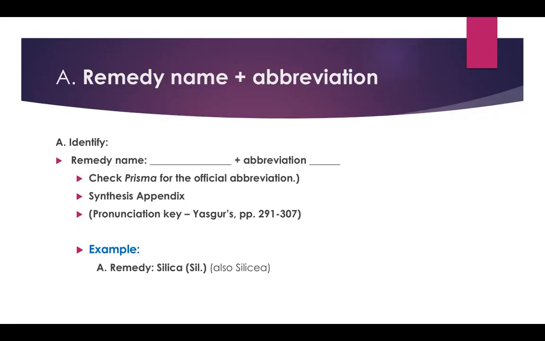So another thing that comes up sometimes is, how do we pronounce this remedy? In Yasgur's, there is a pronunciation key, which is very helpful. So, is it conium or conium? An example here is, you're going to list the remedy, which is silica, and then put the abbreviation in parentheses. And then I also noted that silica is sometimes spelled a little bit differently. So you'll see it both ways with silica.